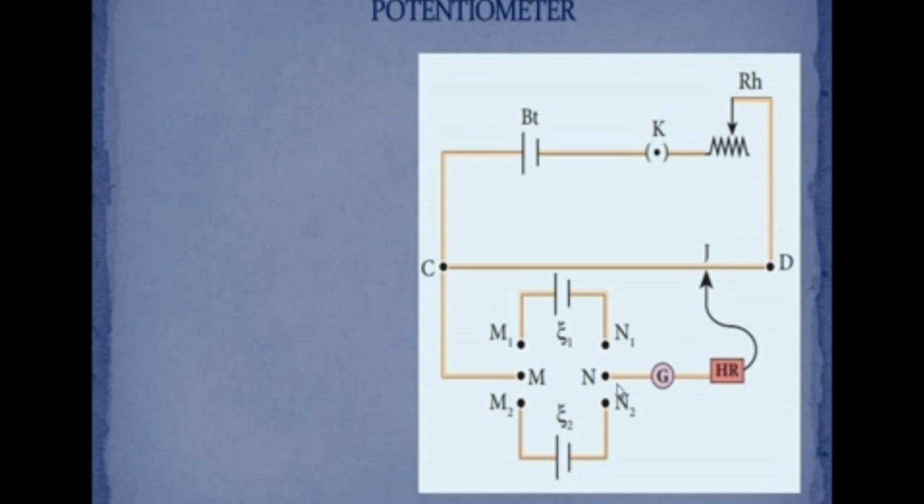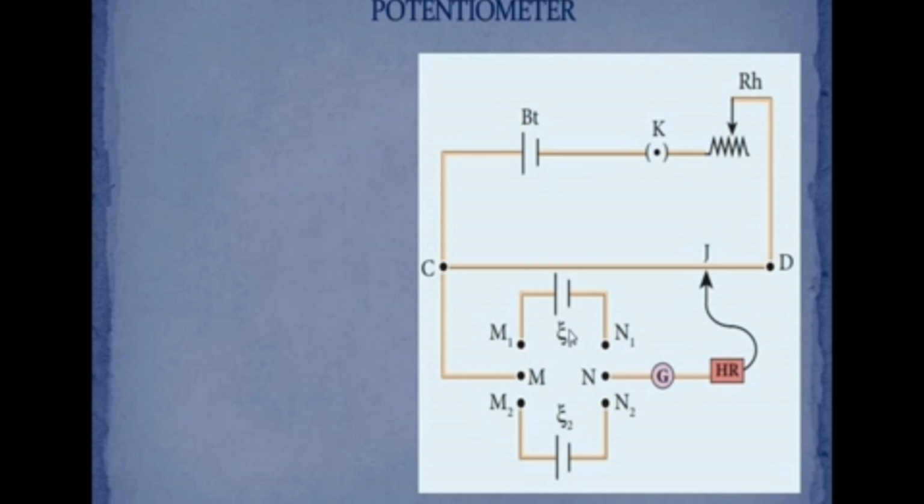N1, M2, N2, these are all the DPDT switch, double pole double throw switch. So DPDT switch means double pole double throw switch. So here we are connecting the two batteries E1 and E2. So we can compare the two batteries. So those two batteries are connected here, E1 and E2. So here one switch is the DPDT switch.